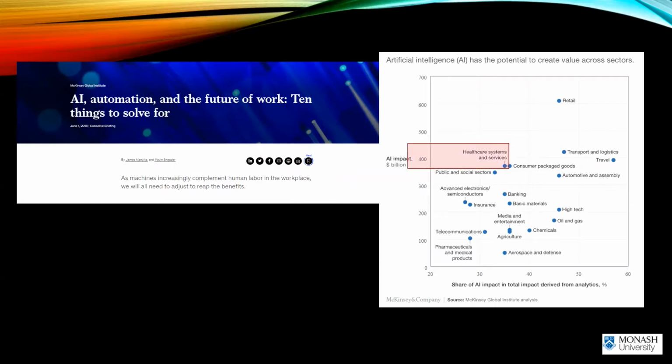And if we have a look at the healthcare systems and service sector, we can see it's roughly in the top 5 for AI impact in billions of dollars. And if we have a look at the share of AI impact on total impact derived from analytics as a percentage, we can see that it's in the same basket as consumer product goods, banking, media and entertainment, and aerospace and defence. That was in 2018.